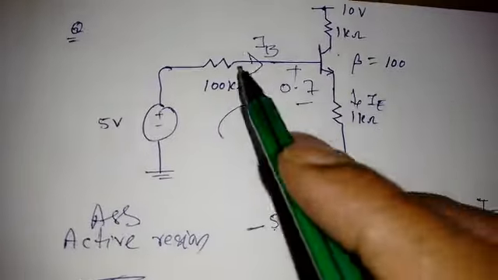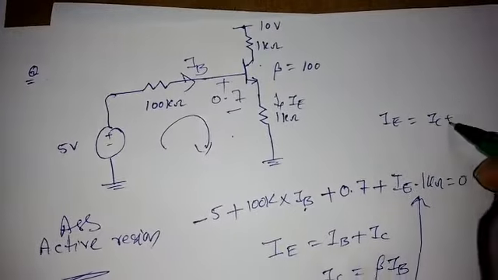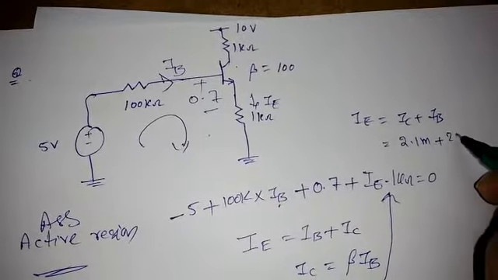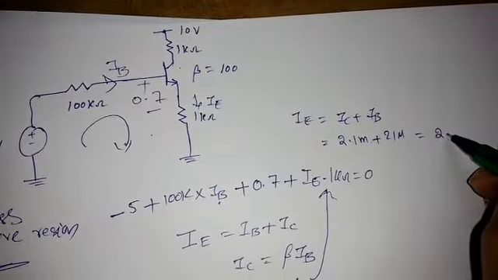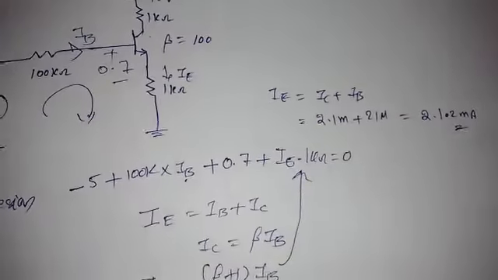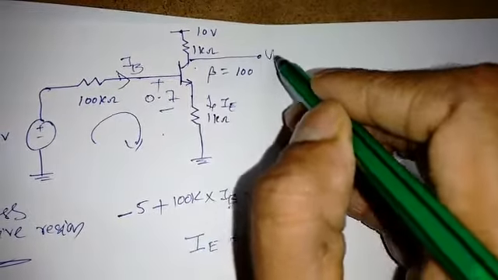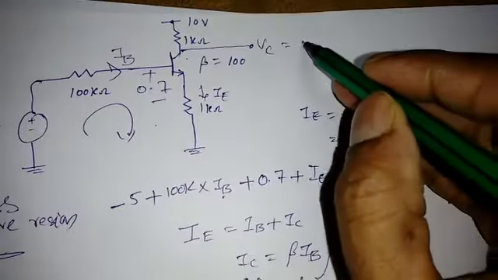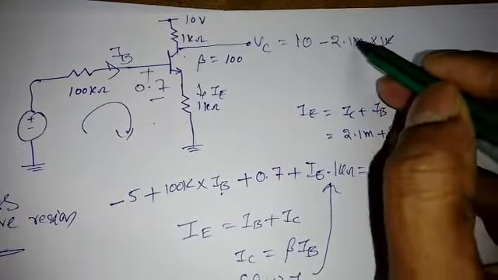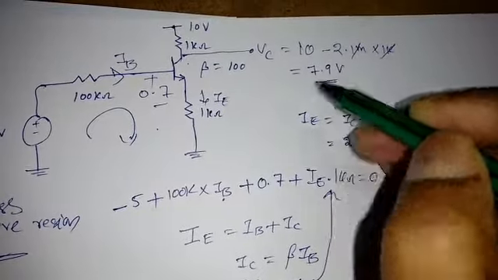Now I know IB, I know IC also. Now I can find IE. IE is equal to IC plus IB. So it is 2.1 milliampere plus 21 microampere, so approximately it will become 2.102 milliampere. So approximately we can take IC and IE as approximately equal. Now what is this VC? I can find 10 minus 2.1 milli into 1 kilo. So kilo and milli cancel, 2.1, so it will become 7.9 volts as VC.